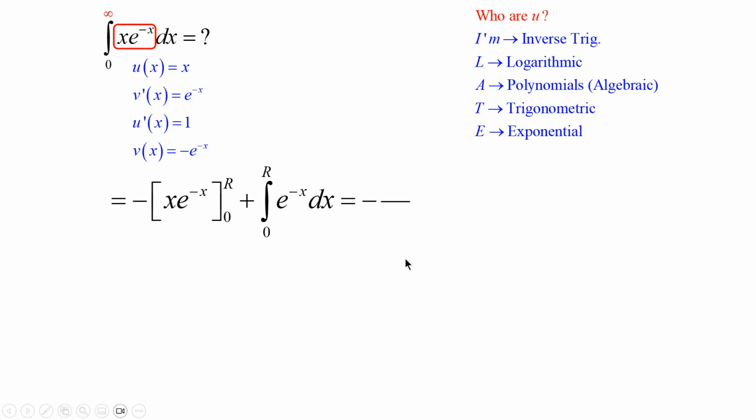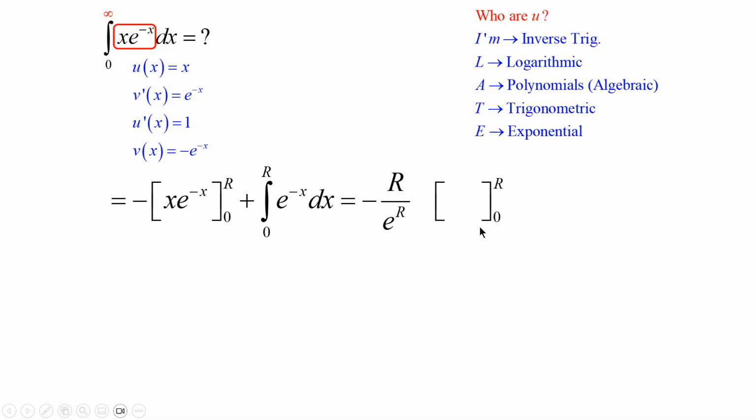So that's going to be the fundamental theorem of calculus right here. I'm going to go negative, and I've got an r, and then how about an e to the r right there? And then the 0 goes in there. That's going to go to 0.